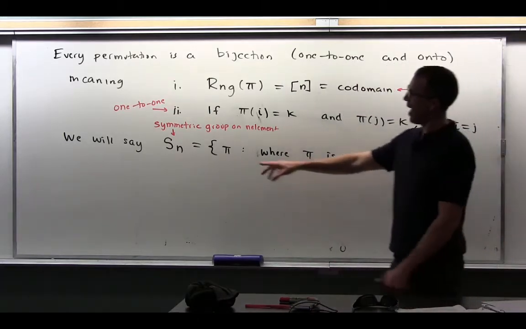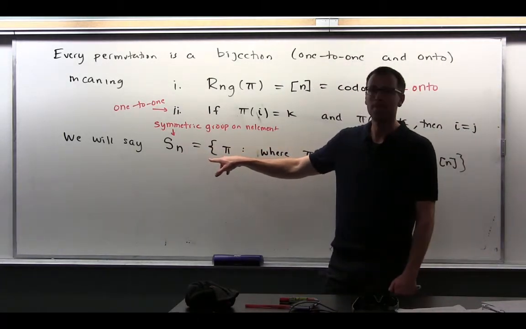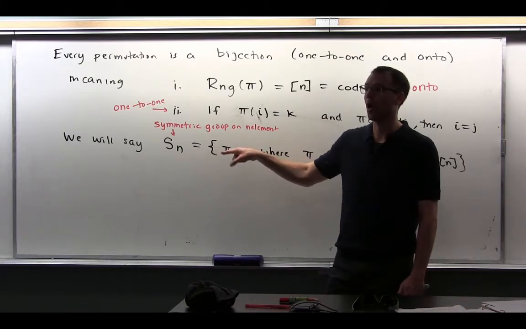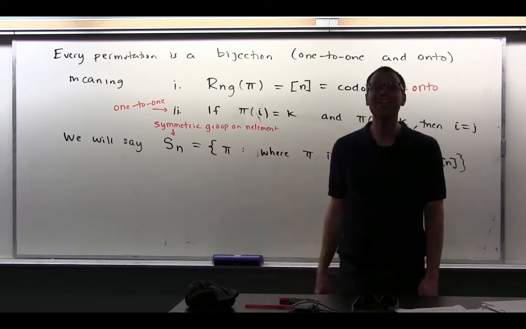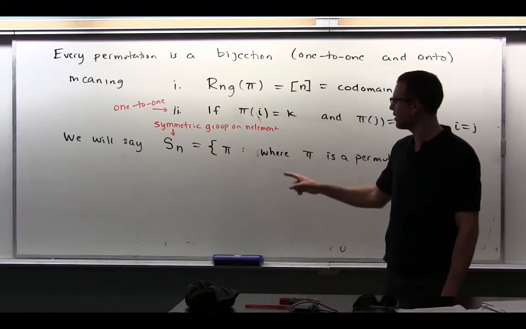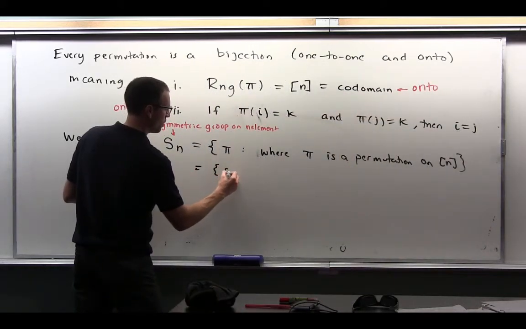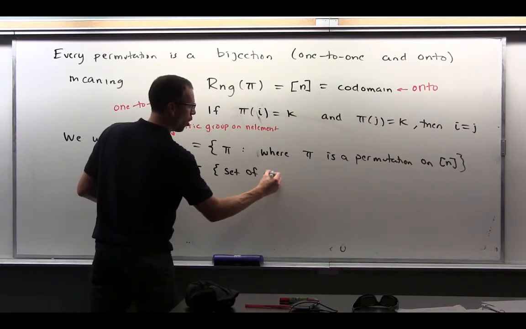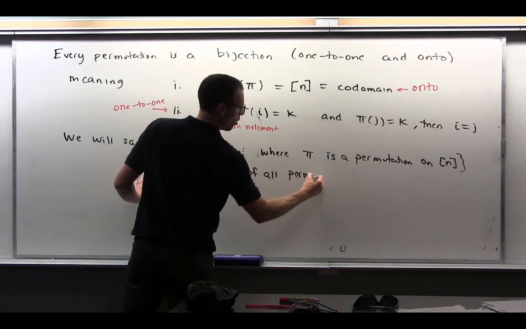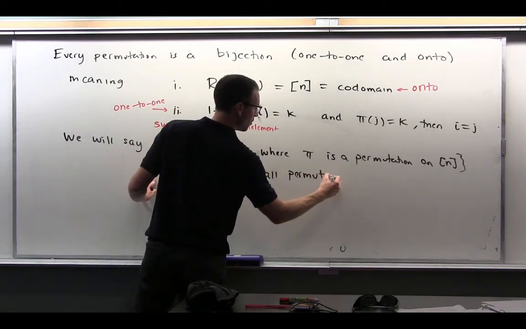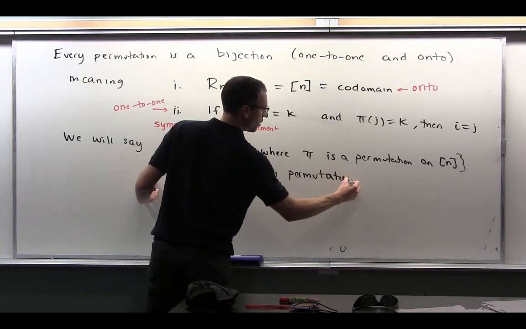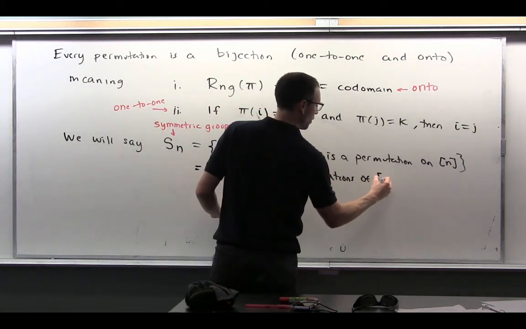So S sub n, what's that called? The symmetric group on n elements. What is it? It's the set of all permutations of the set n.